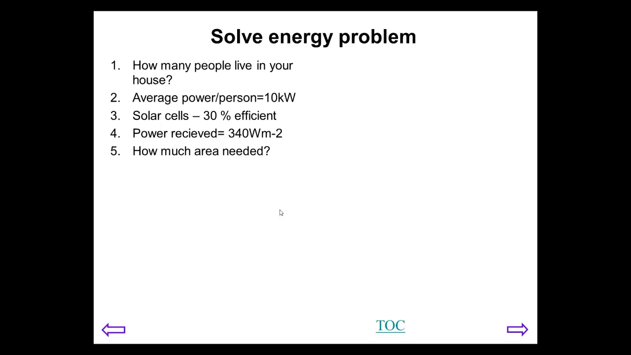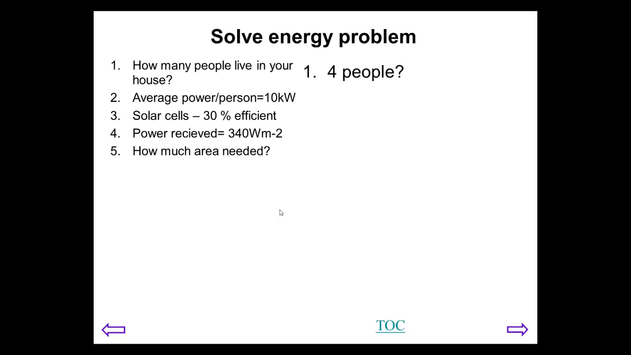We have a problem that you could try to figure out. We need to know how much area of solar cells we need to satisfy your electrical energy needs. Let's think of your family. Let's say there are 4 people in your house. Let's say the average power per person is 10 kilowatts. We know that solar cells are only 30% efficient. We know that on average over the year the power received is 340 watts per meter squared. How much area is needed?